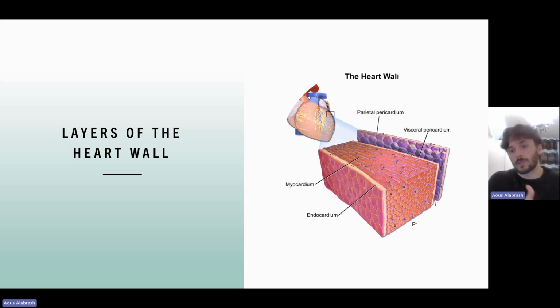It's the most internal layer. It's a thin layer composed of connective tissue, and you can say simple squamous epithelium, also known as endothelium, and it lines the inner surface of the myocardium.